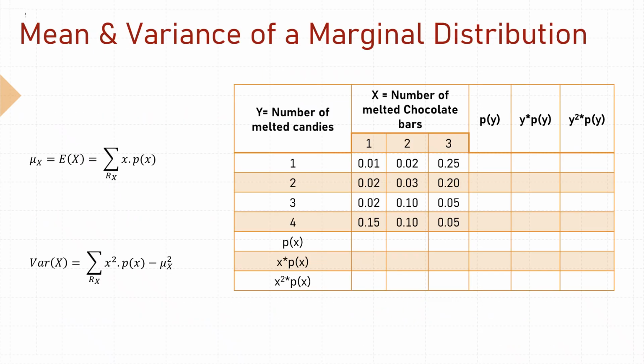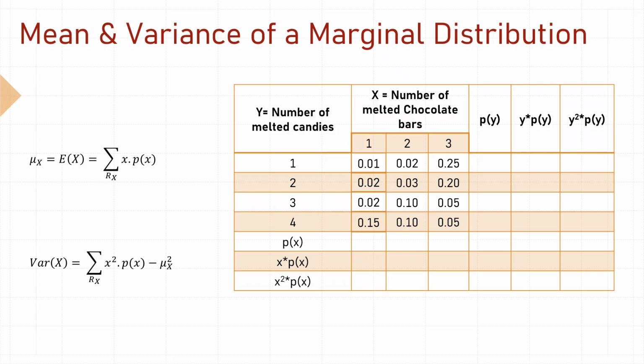Let's go over an example together. We are given the joint distribution of x and y, and we are asked to find the expectation and variance of x and y. We will start by finding the mean and variance of x. You can pause the video here and take a moment to answer this question.